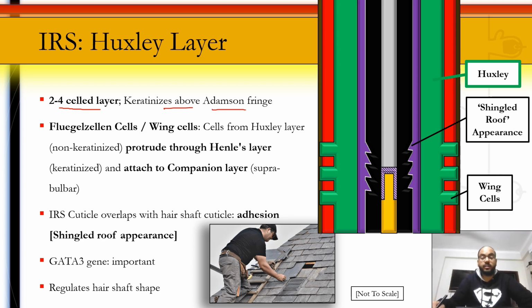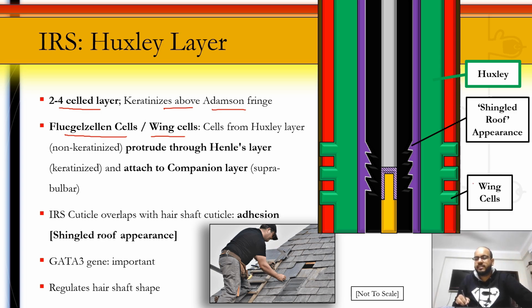Now, what is Adamson's fringe? We'll discuss it. If you're a member of the channel, you will have a separate discussion on Adamson's fringe at the end. Now, there are certain cells known as Flügelzellen cells or wing cells. These cells are from the Huxley layer. They're part of the Huxley layer, but they go inside the Henle layer, through the Henle layer, and attach to the companion layer. So these are known as wing cells. They spread like wings. The Flügelzellen, a German term, cells.